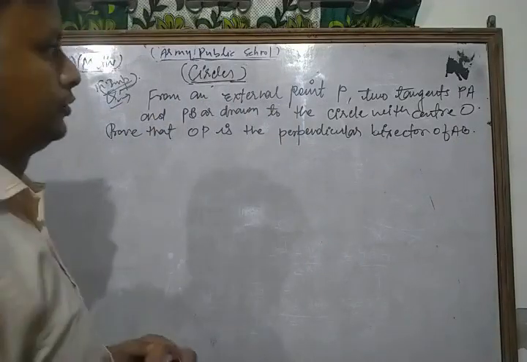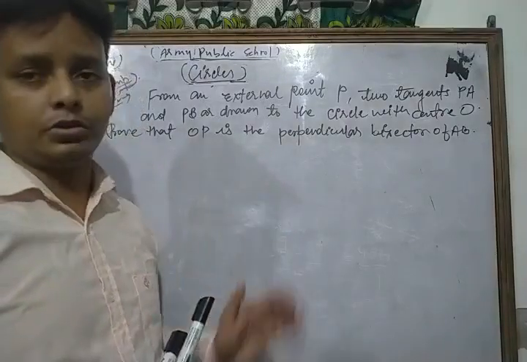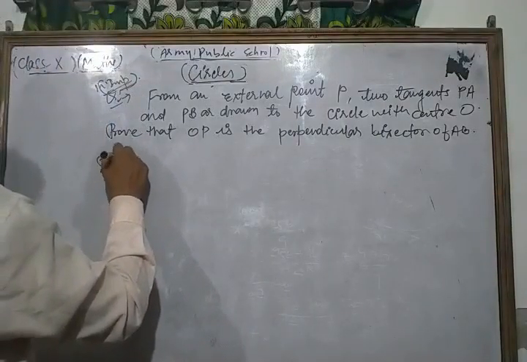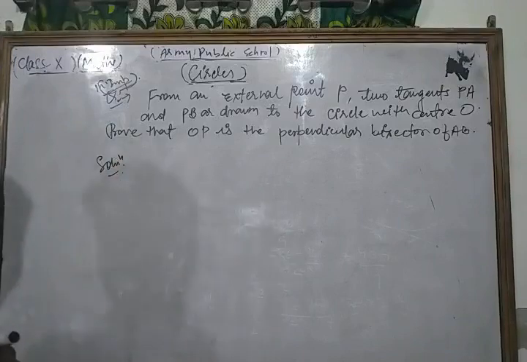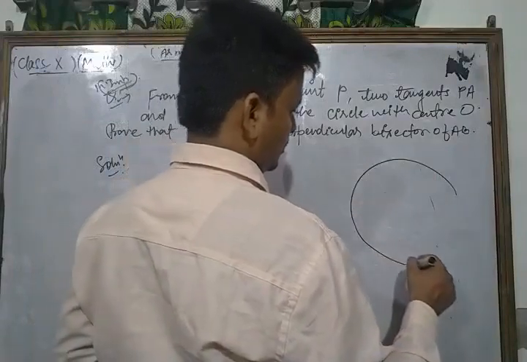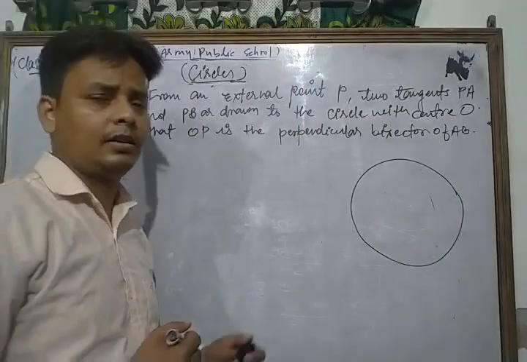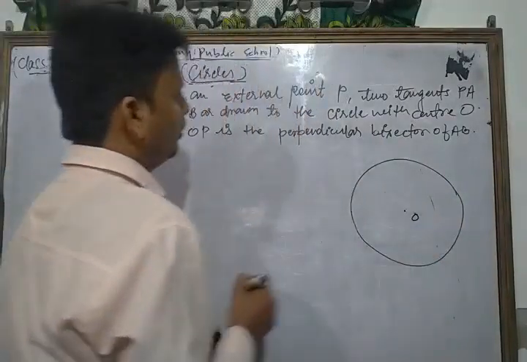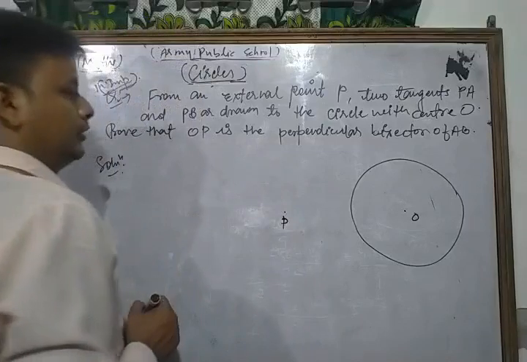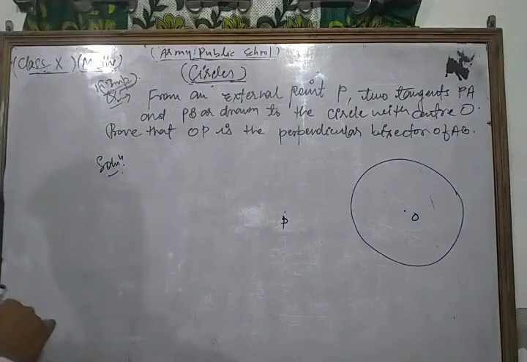of your chapter. This is very, very important, dear students. So please concentrate on this question. Let's see its solution. Here, first of all we draw a circle with center O. From an external point P, let us take P to be any external point. Now, from that point we draw two tangents PA and PB.